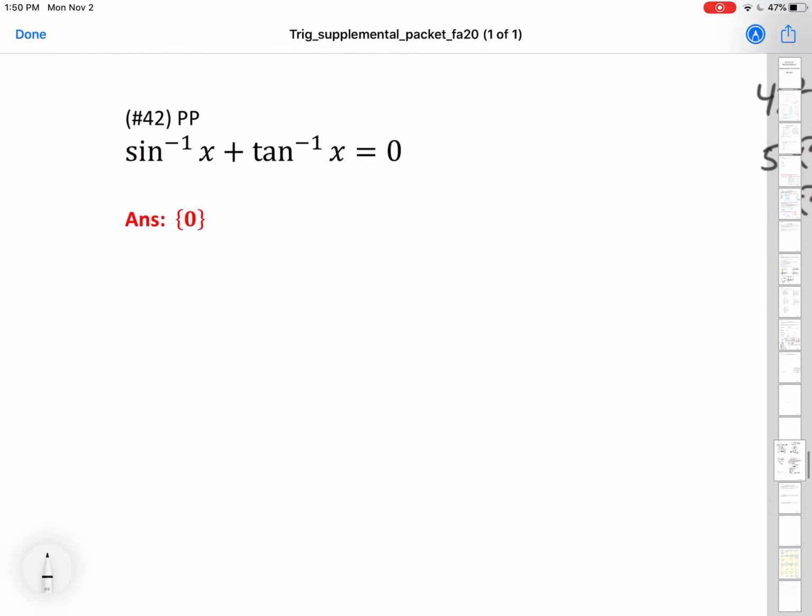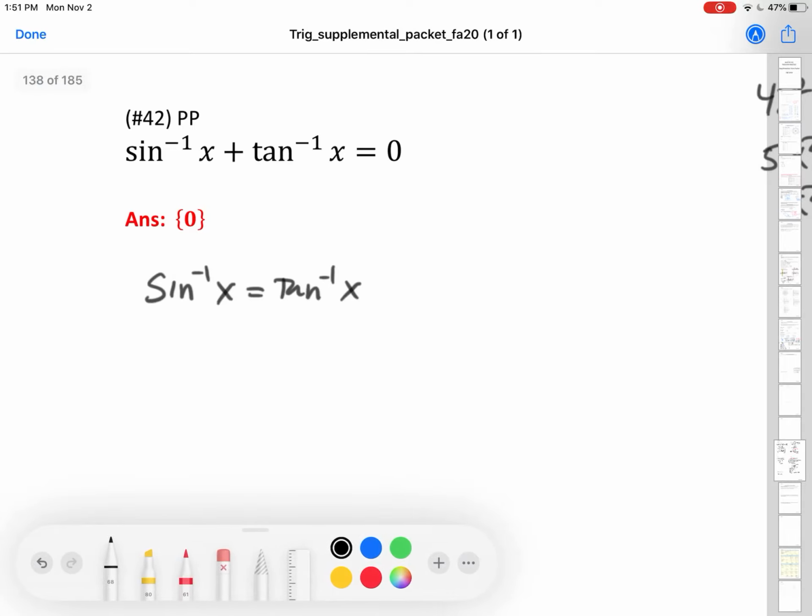Finally, there's this last one here. I don't know why they told us the answer was 0, but the answer is going to be 0. Let's go find out why. Okay, so with this one, why don't we set the sine inverse of x equaling the tangent inverse of x? And for lack of a better thing to do, let's take the sine of both sides. So I'll put that in red.